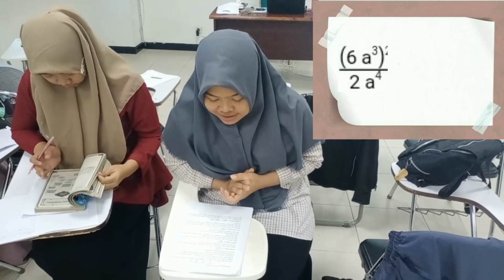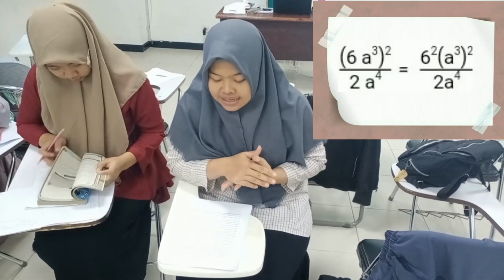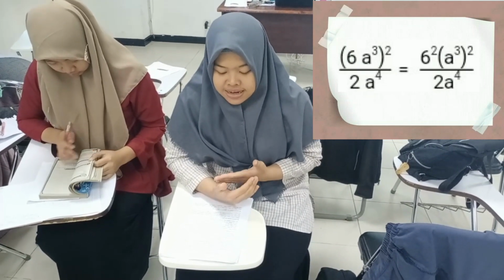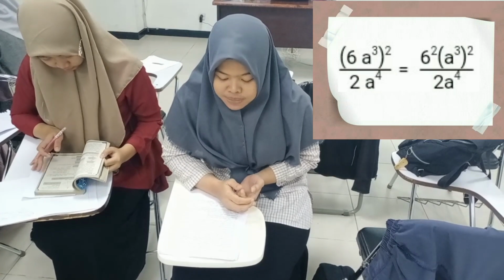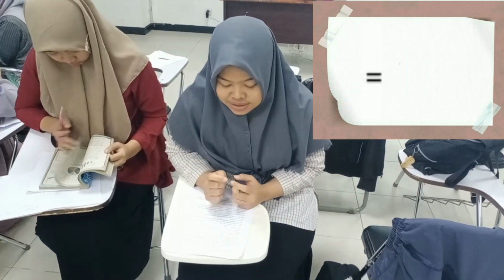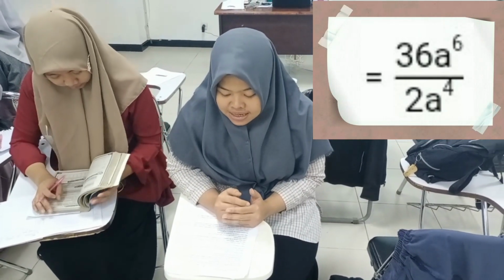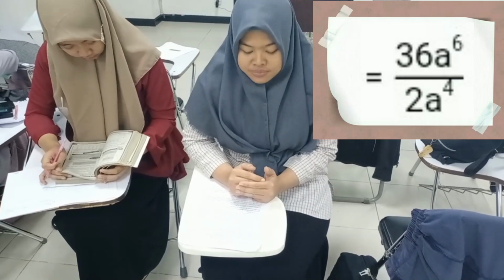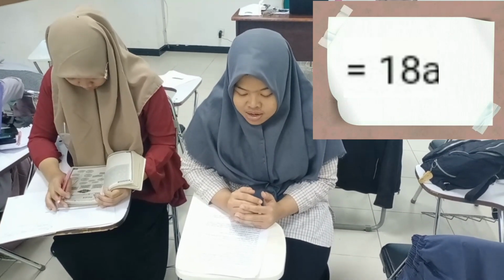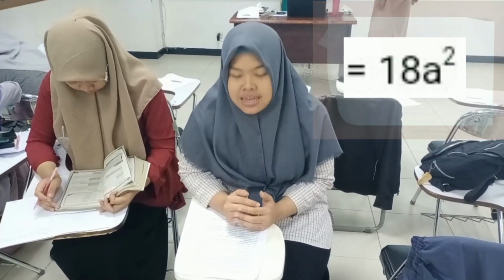First, 2 times 3 squared, so equals 6 squared times, in brackets, a to the power of 3 times 2, divided by 2 times a to the power of 4. Second, equals 36 times a to the power of 6, divided by 2 times a to the power of 4. And the last, a to the power of 6 minus 4. So, equals 18 times a squared.